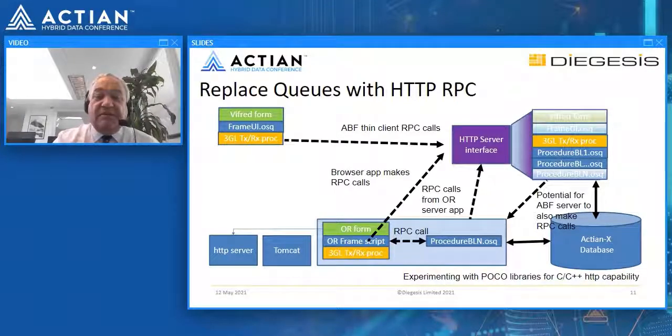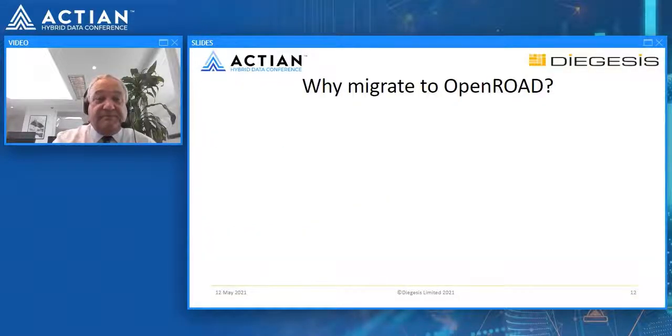And I said here we're experimenting with POCO libraries. Actually, we've moved forward since I first drafted this slide, and we're now looking at using exactly the same libraries that Actian use for their calls. So we're all being consistent.